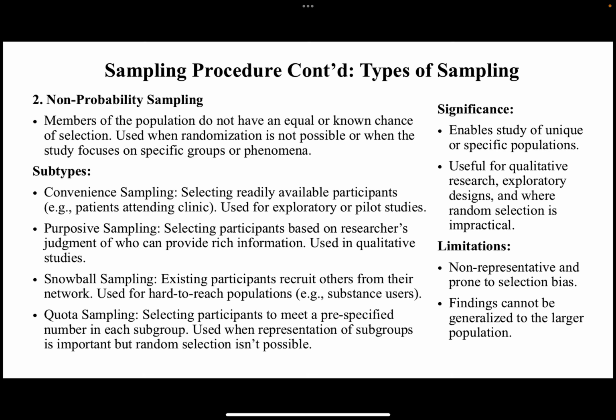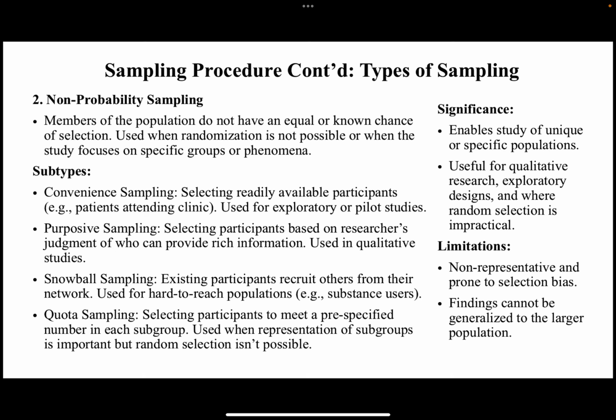Now, in non-probability sampling, not every member of the population has a known or equal chance of being selected, unlike probability sampling, where every member has an equal and known chance of being part of the sample. In fact, this method is used when random selection is difficult or not possible.